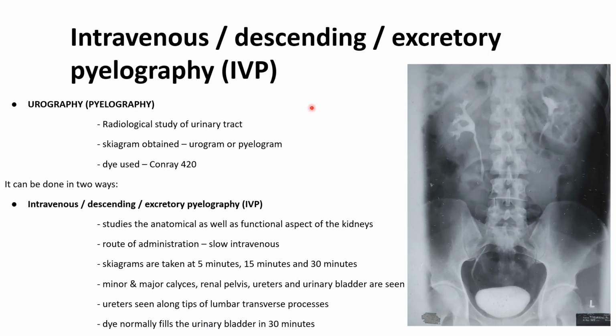So this is the summary of intravenous or descending pyelography. A commonly used dye for intravenous injection is iodine-containing Conray 420. You can see the procedure over here. After injection, we take diagrams consecutively after 5 minutes, 15 minutes and 30 minutes, so that we can visualize different parts of the urinary tract.